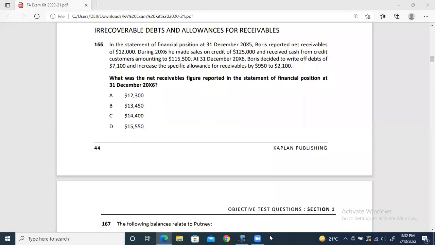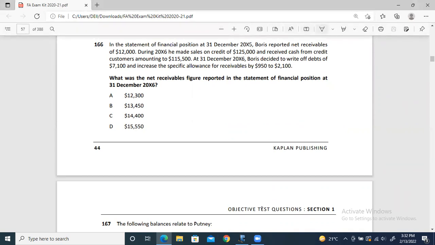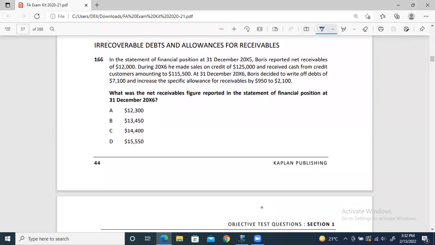All right, let's begin with the questions of the bad debts and allowance for receivables. In total, I think there are around 15 to 20 questions. So I'm going to do 5 or 6 questions with you, and the remaining ones you can try over this week, and we will discuss if there is any problem in them.